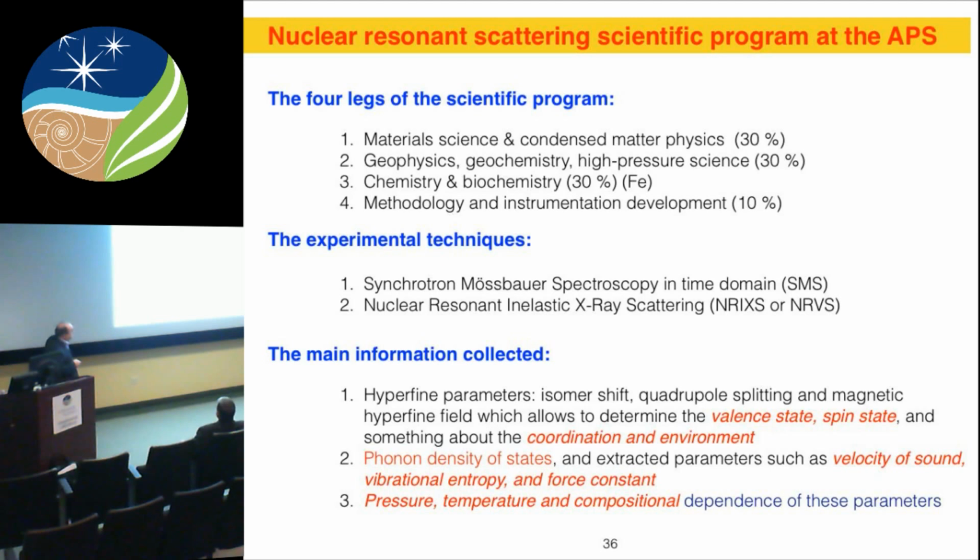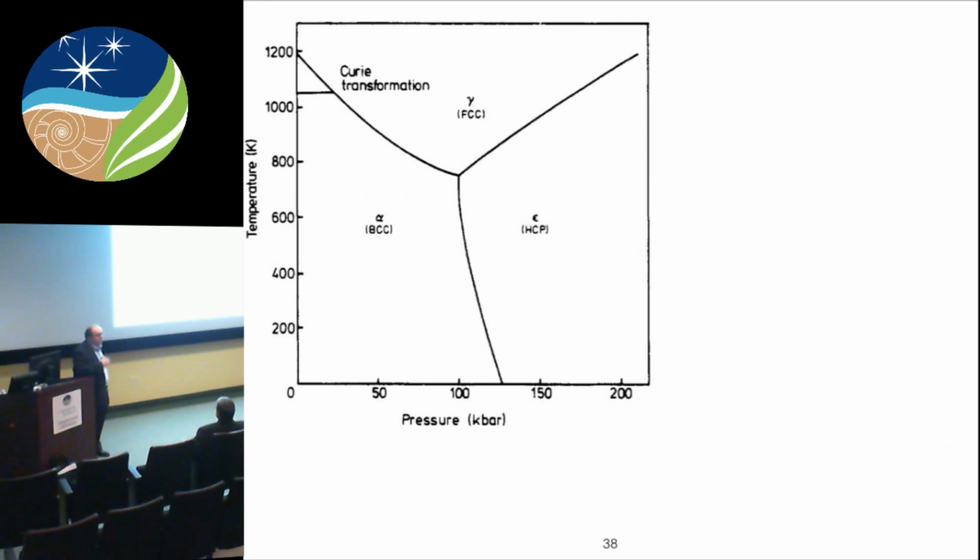I'm going to show you a few results from pure iron under pressure. You're familiar with this diagram. This is alpha iron to epsilon iron, the low end of the pressure-temperature curve of iron. There are a few hundred papers written about this, so it's a difficult subject to get into.